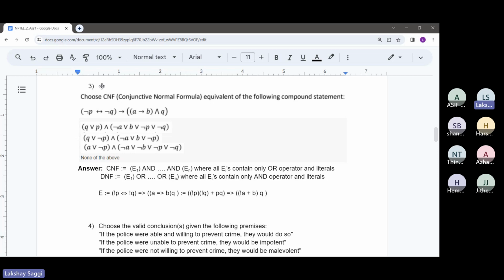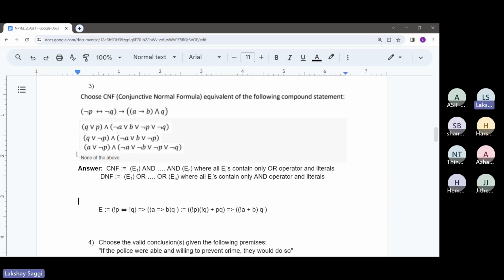Note that one thing which I want to point out earlier, but I just forgot: equivalence of two expressions can always easily be checked by comparing the truth tables.